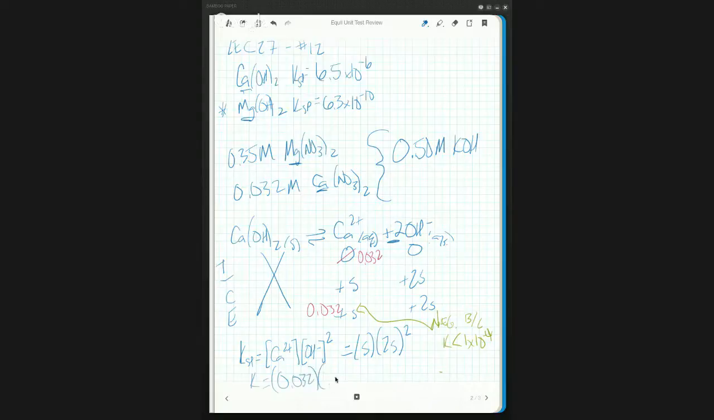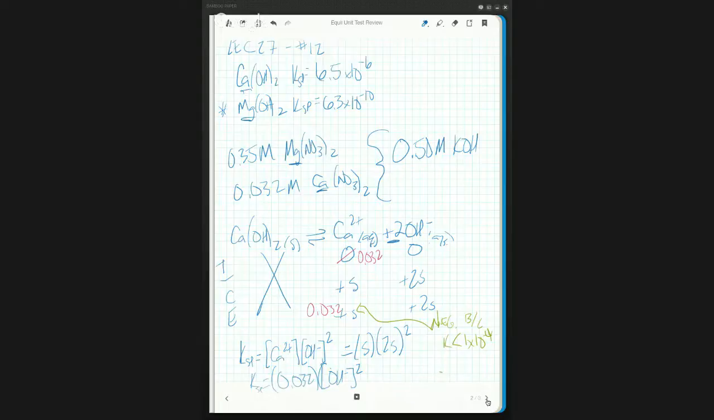0.032 times the hydroxide squared. Sorry. This is not exactly a common ion. So you're looking at, once you have all this calcium 2+ in here, what will the value of hydroxide be that will make the KSP be 6.5 times 10 to the negative 6th?